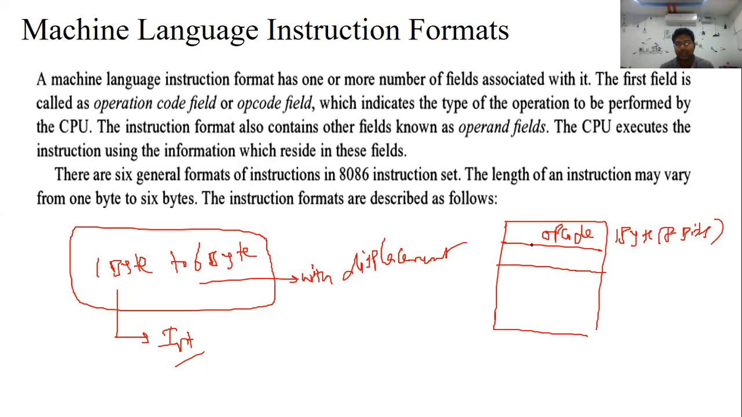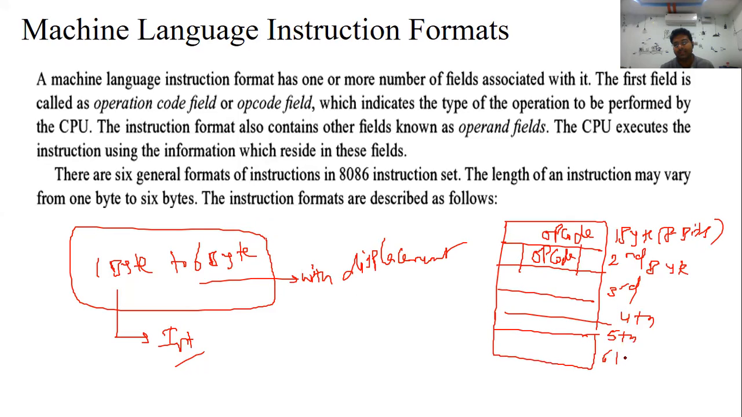Then the second byte has 3 bits for the opcode, then the third byte, then the fourth, fifth and sixth. The fifth byte and sixth byte are for displacement. These are for operands; operands are data and so on. This is the 6 byte instruction format. The first byte is the opcode, and in the second byte 3 bits are also allocated for the opcode. Then the third and fourth bytes are operands, and the fifth and sixth bytes are for displacements.